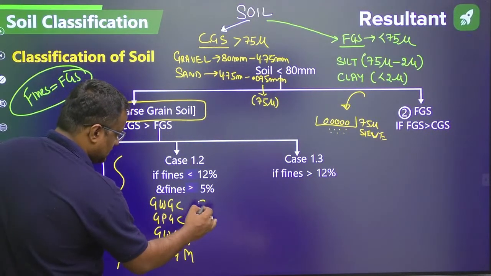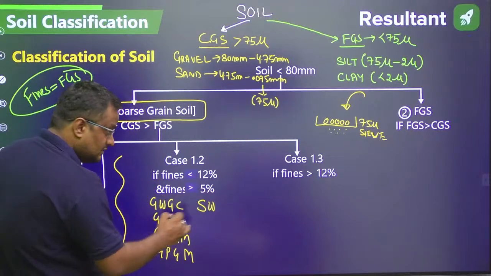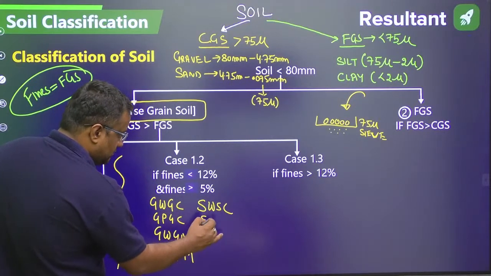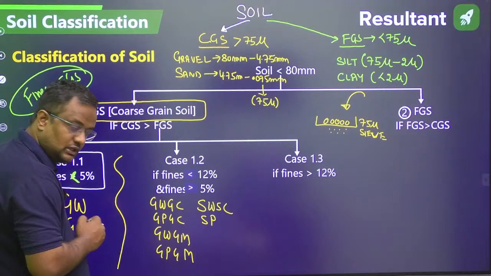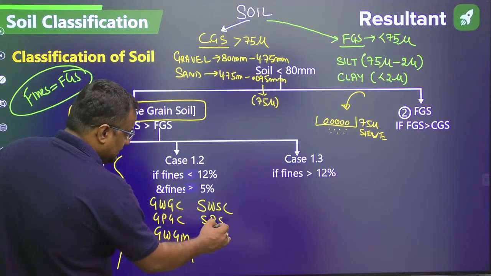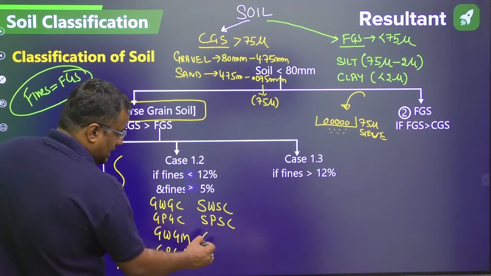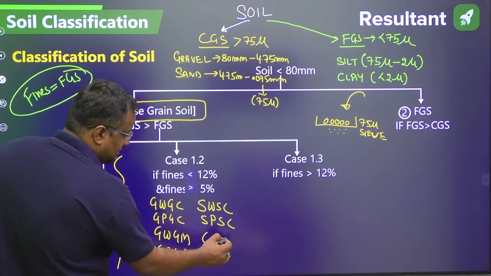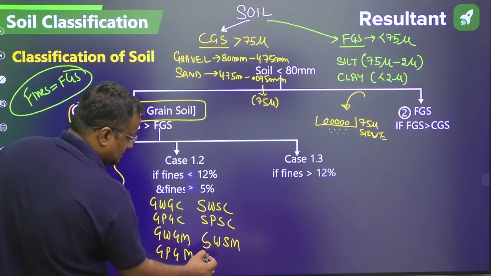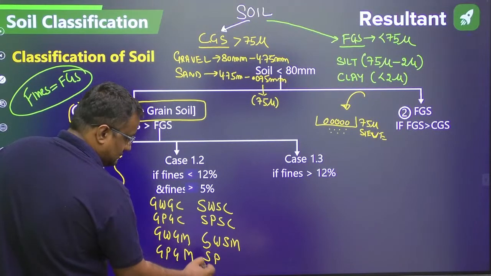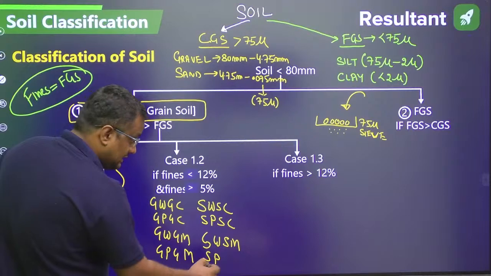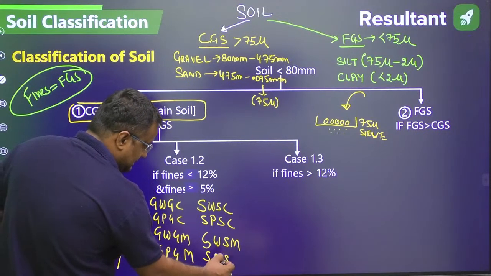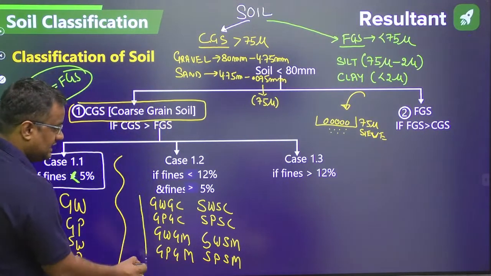Same for sand. Well graded sand containing clay in the sand. Poorly graded sand, P means poorly graded sand containing clay in the sand. Well graded sand containing silt in the sand. Poorly graded sand containing silt in the sand. These 8 names are there.